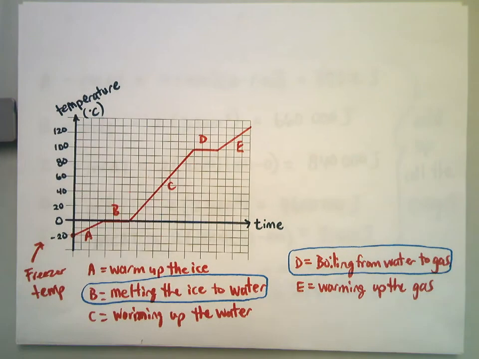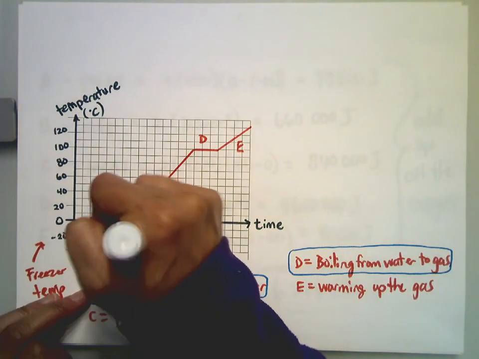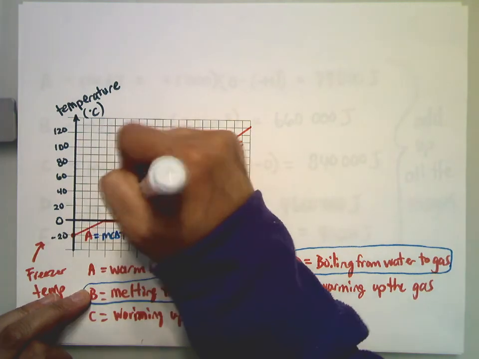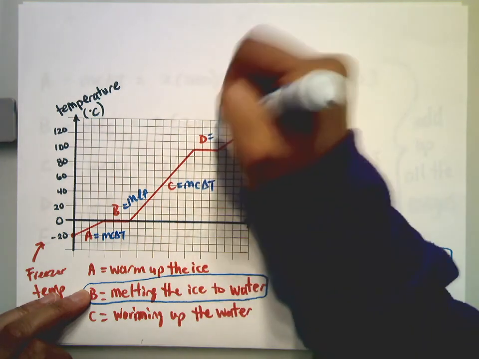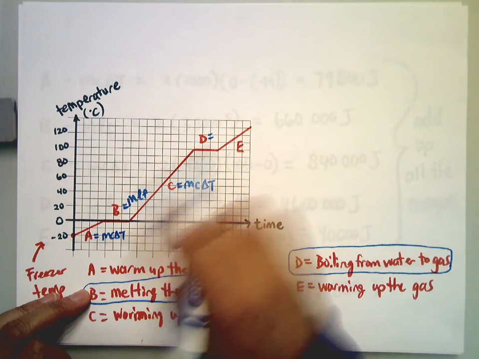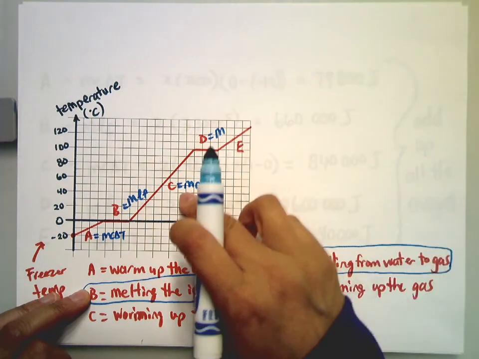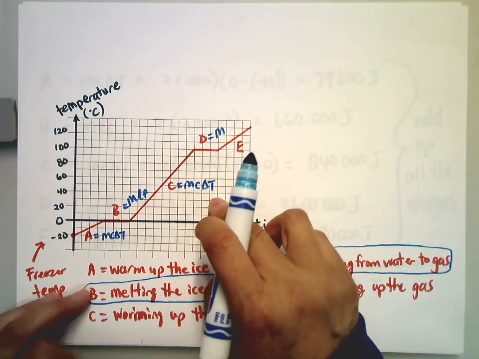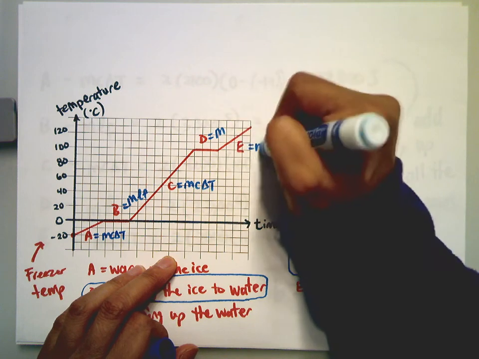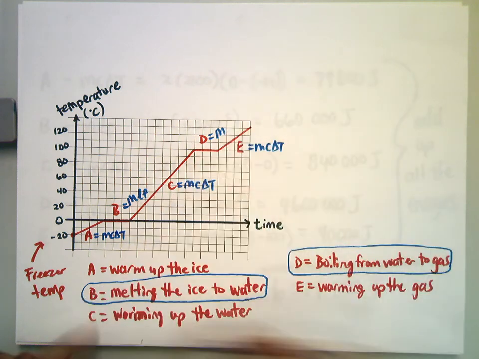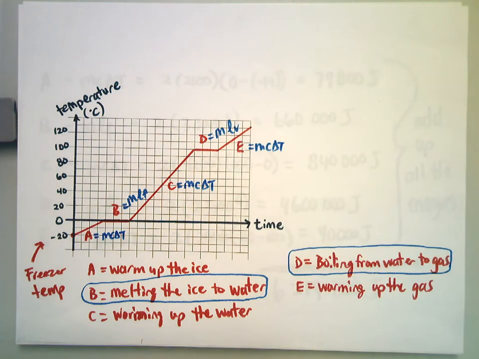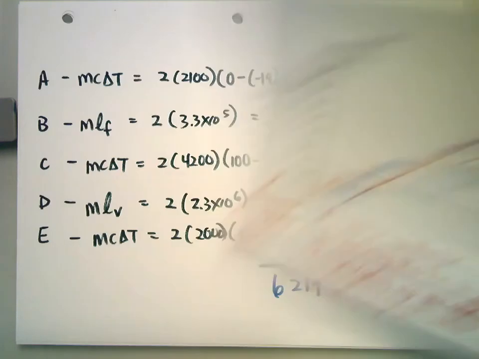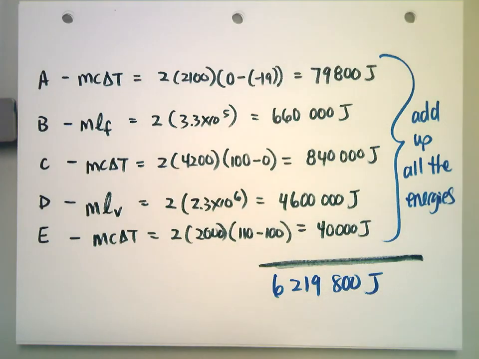If you want, you can even write down the individual formulas for each one and work it out in your graph if you like. You'll notice anything with a slope, a non-zero slope, is equal to MC delta T. Anything that's flat, which is circled in the blue, will be ML, like so. All right, so that is basically how to change state.